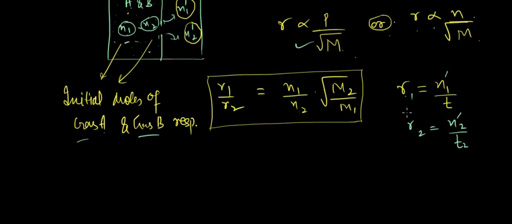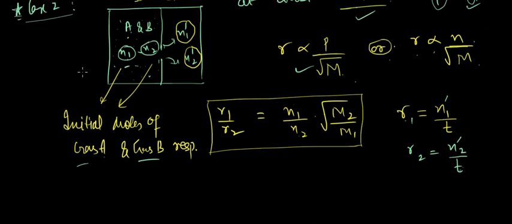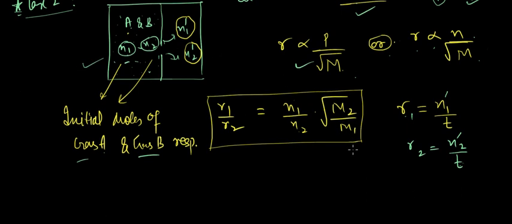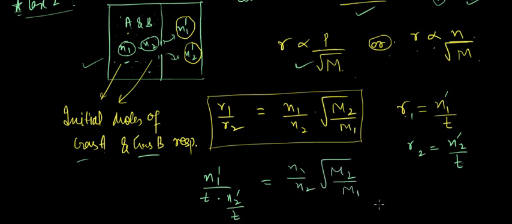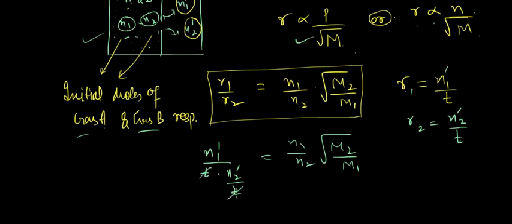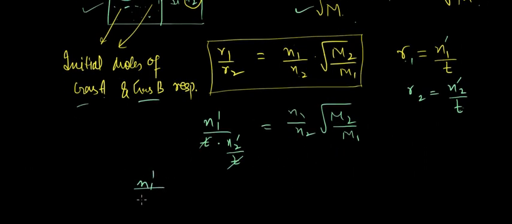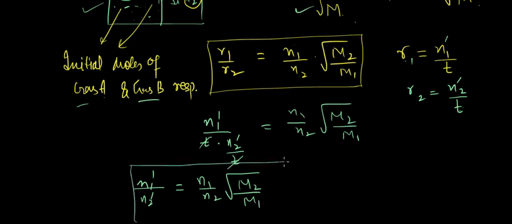Okay, so why are we writing T constant here? Why am I not writing T1 and T2 here? Because both of them would be happening at the same time. So we can write that N1 dash upon T times N2 dash upon T would be equal to N1 upon N2, which is the initial moles of gas A and B, times root of M2 upon M1. So here we can write finally that N1 dash upon N2 dash is equal to the initial moles of gas A and B times root of M2 upon M1.